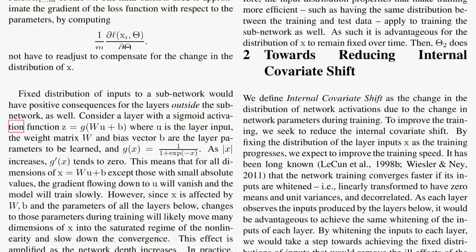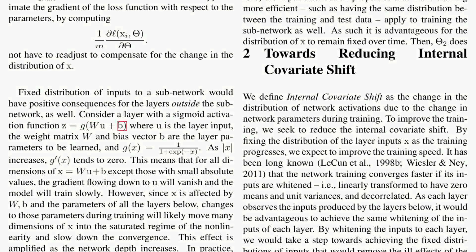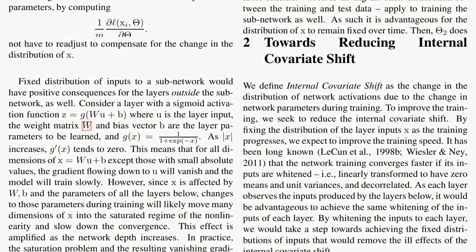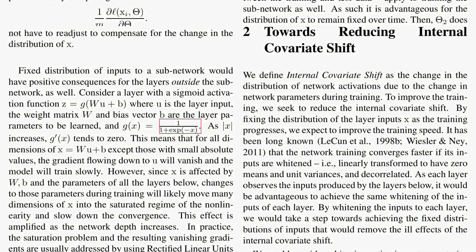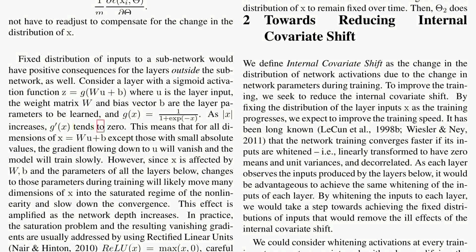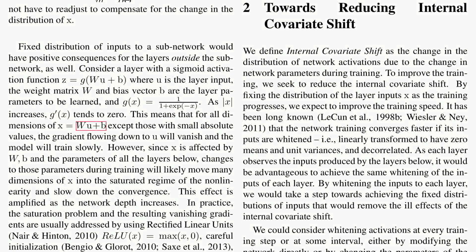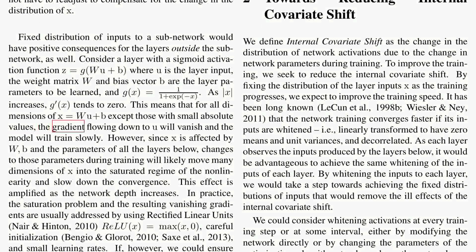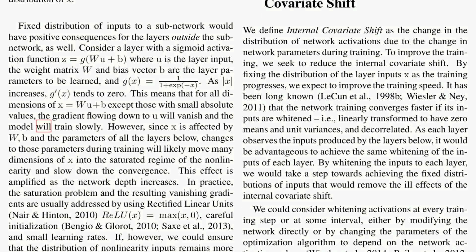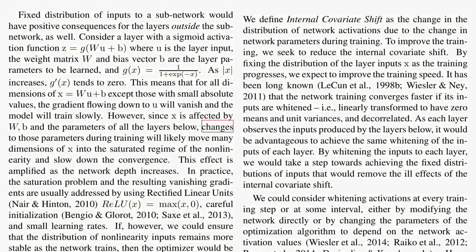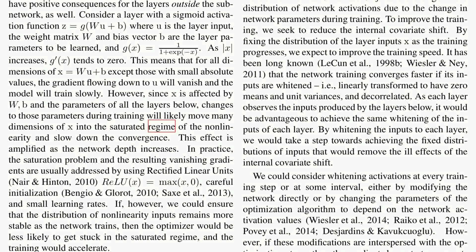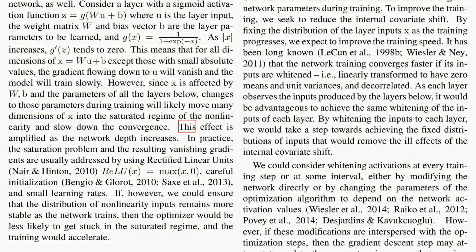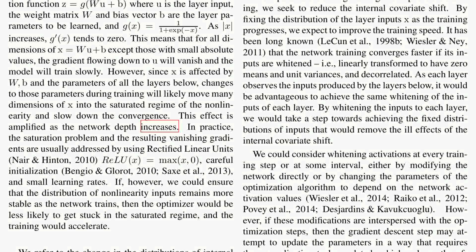Consider a layer with a sigmoid activation function z = g(Wu + b), where u is the layer input, the weight matrix W and bias vector b are the layer parameters to be learned, and g(x) = 1 / (1 + exp(−x)). As |x| increases, g'(x) tends to 0. This means that for all dimensions of x = Wu + b except those with small absolute values, the gradient flowing down to u will vanish and the model will train slowly. However, since x is affected by W, b and the parameters of all the layers below, changes to those parameters during training will likely move many dimensions of x into the saturated regime of the nonlinearity and slow down the convergence. This effect is amplified as the network depth increases.